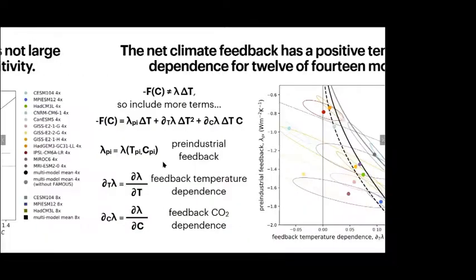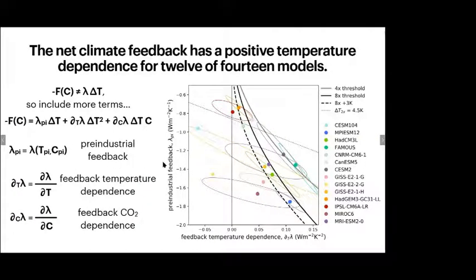So instead we turn to the feedback. The feedback, instead of being constant, we can now assume it's a function of temperature and CO2 concentration. We take a Taylor expansion of this feedback around the pre-industrial value of the feedback, and then include these feedback temperature dependence and feedback CO2 dependent terms. We're going to assume just in this slide that the feedback CO2 dependence is negligible.